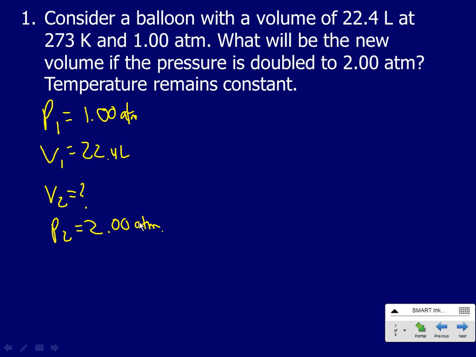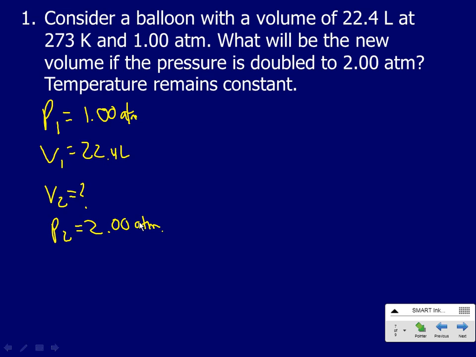What's it going to be? If I triple the pressure, what would the volume become? What's the inverse of triple? 1/3, right? If I made the pressure get smaller by 1/2 of its value, what would happen to the volume? It would be doubled because it's an inverse relationship, all right?